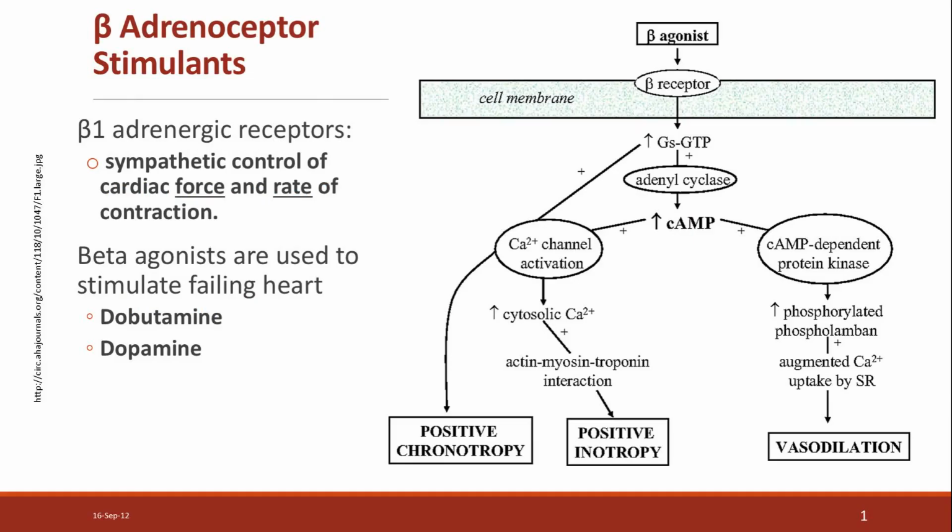Beta-1 adrenergic receptors are primarily responsible for carrying out the sympathetic control on cardiac force and rate of contraction. Hence, they are useful to stimulate a failing heart. For this purpose, either dobutamine or dopamine are commonly used. They differ in their characteristics and utility as given in the next slide.